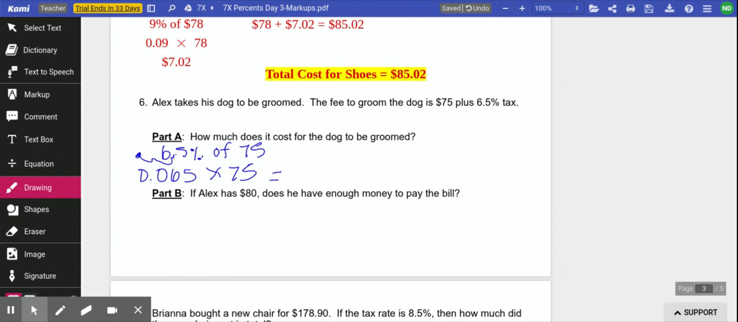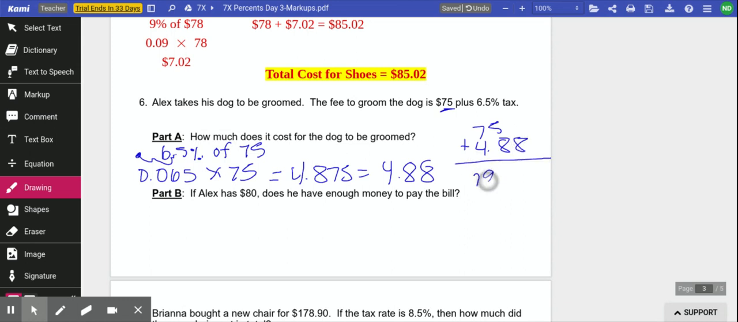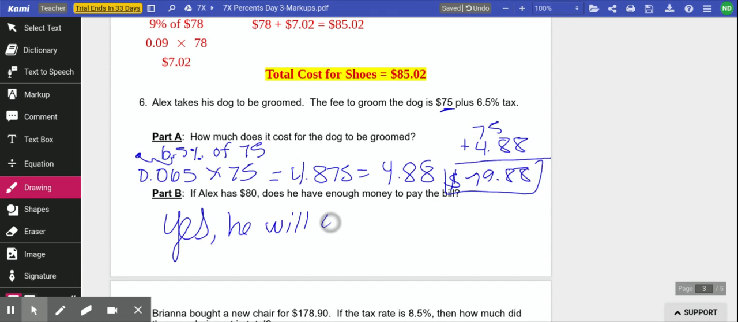When you do that, you will get 4.875, which will round to $4.88. That is simply your tax. You then have to take the original fee of $75 and add the $4.88, which gives you $79.88. So that's how much money it costs to groom the dog. Part B then says, if Alex has $80, does he have enough to pay the bill? Well, yes, he has enough, and he will get 12 cents change.